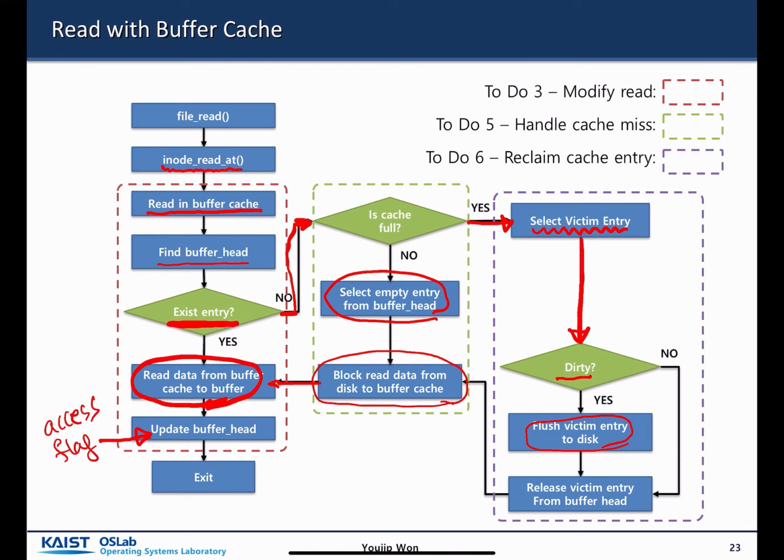And after flushing the buffer cache entry to the disk, it has to release the victim entry and make it free. If the victim entry is not dirty, then it does not have to perform the flush. It goes directly to releasing the victim entry. And then again, because now a free block is available in the buffer cache entry, the operating system can perform the read from the disk to the memory.